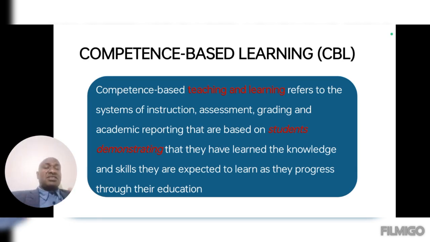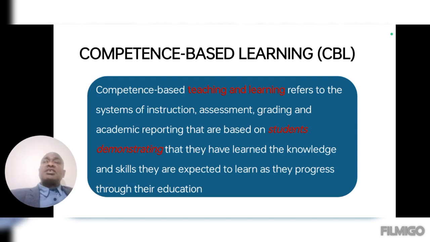Well, having said that, competency-based teaching and learning refers to the systems of instruction, assessment, grading, and academic reporting that are based on students demonstrating that they have learned the knowledge and skills they are expected to learn as they progress through their education.